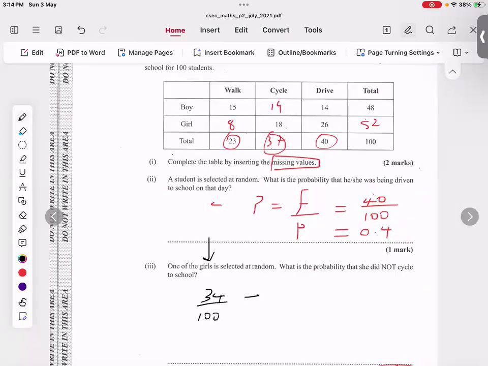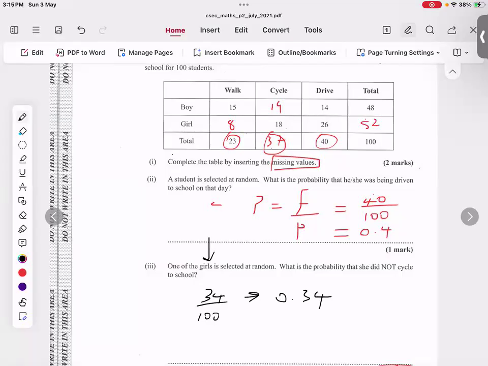Yes, sir. And you see, show working here. Don't just write down the answer like that. I think you're going to get the marks even, but show working out to be safe. So 34 over 100, 0.34. Make sure you know it says girls that did not cycle to school. Okay. I don't know why I feel wrong. The 2 marks bother me. It's too easy for that. Something feels off, guys.